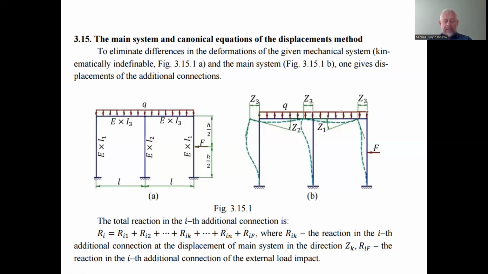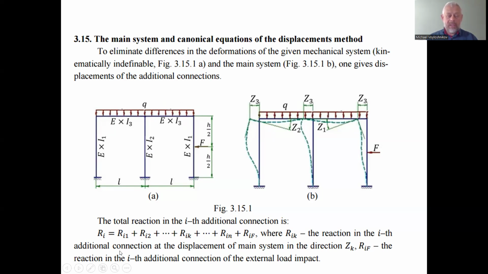a statically indeterminate mechanical system. For the displacement method, we consider the kinematic indeterminability of the system, because we correspond this to the displacements of the mechanical system. Okay, what are the canonical equations of the displacement method?